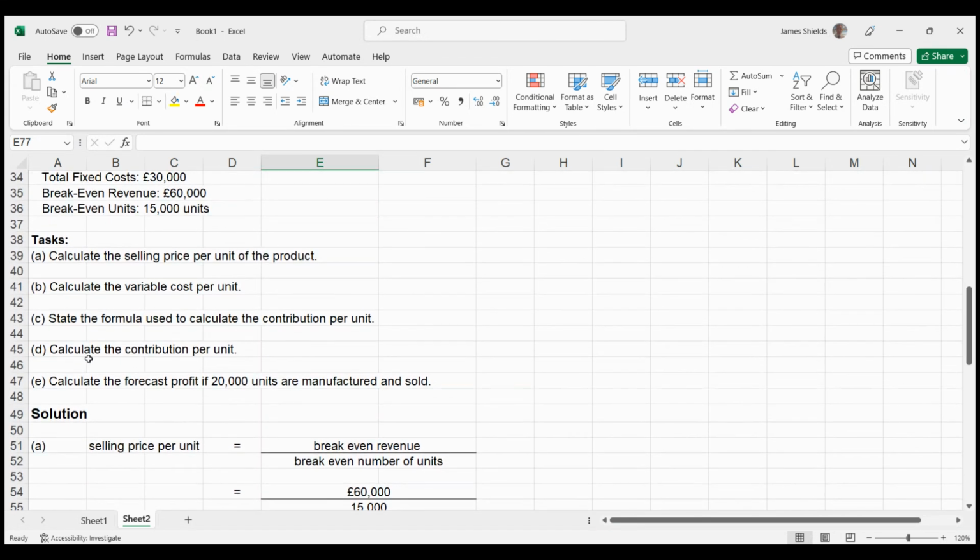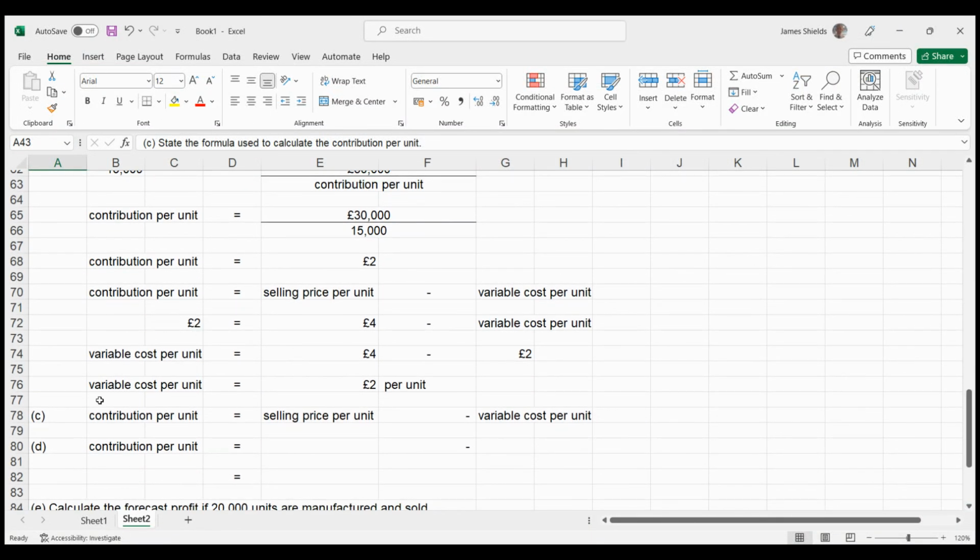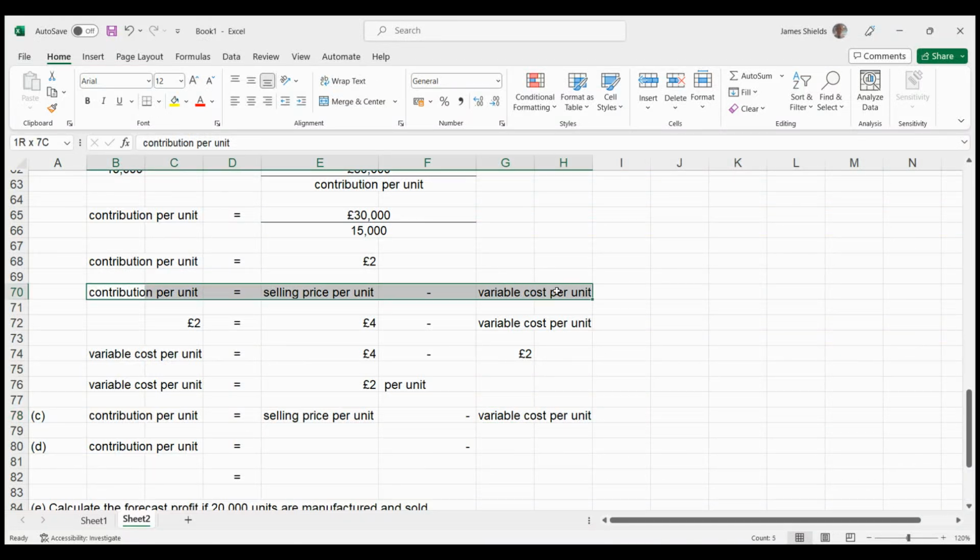Now part C, state the formula used to calculate the contribution per unit. So we just put in the formula, no numbers. For part C, contribution per unit is your selling price take away variable cost per unit. Now we have actually used that in the previous part up here, but we worked it out there. So contribution per unit was selling price per unit take away variable cost per unit.